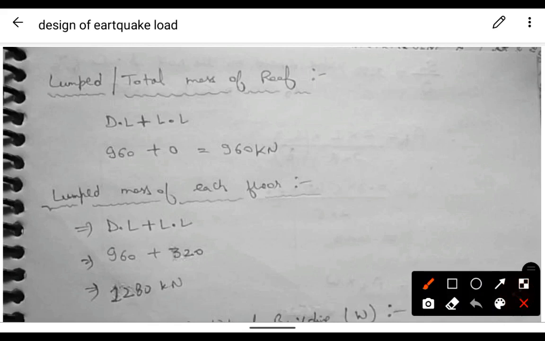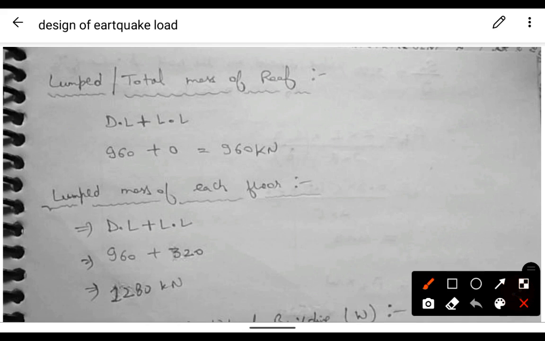Now after calculating the dead load on floor and the dead load on roof and live load on floor and live load on roof, we are going to move to find our lumped or total mass of roof. So what is lumped mass? As I have already told you, for finding the earthquake load, we need to find the lumped or total mass of roof. Lumped mass is the combination of dead load plus live load. This is the total load which we are going to consider on our roof.